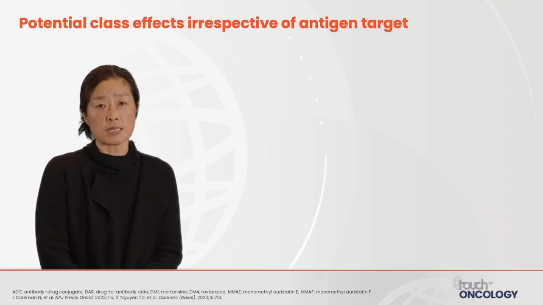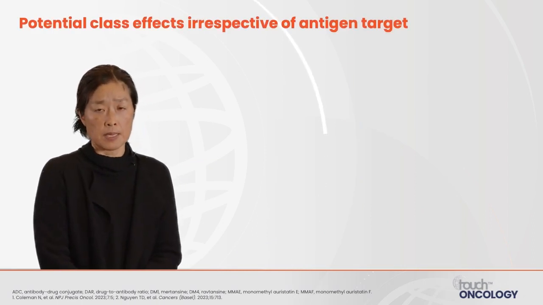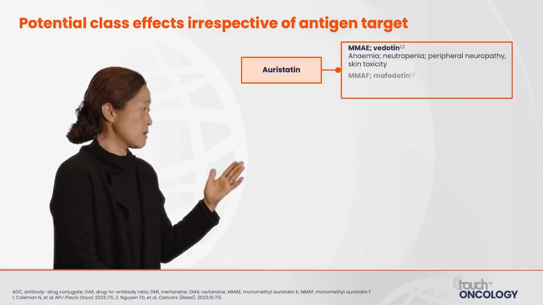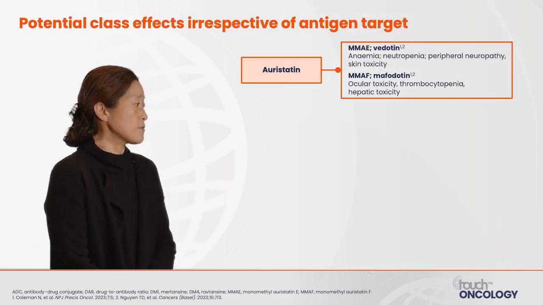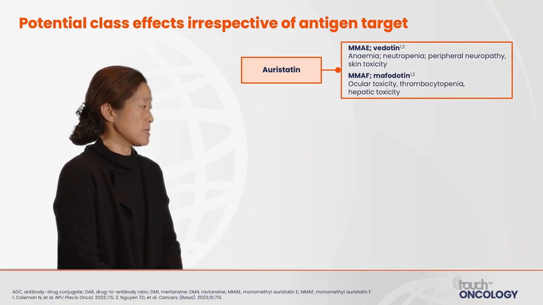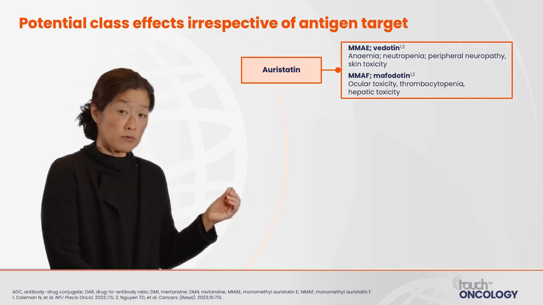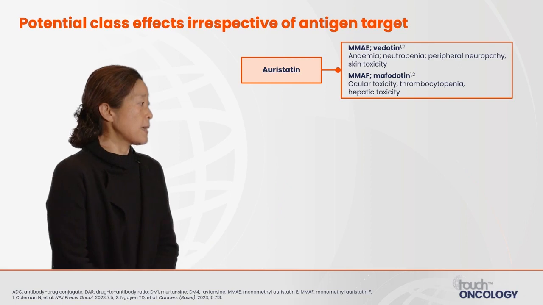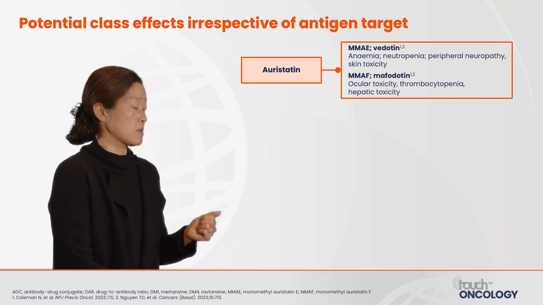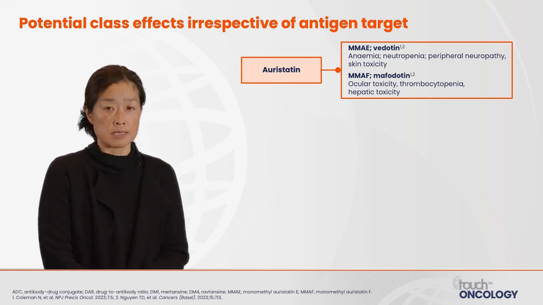There are potential class effects of the cytotoxic payload regardless of the antigen target. And so when we think about things, we think of the auristatin. MMAE, for example, has been associated with cytopenia such as anemia and neutropenia, peripheral neuropathy, and skin toxicity. MMAF associated with ocular toxicity, thrombocytopenia, hepatic toxicity.